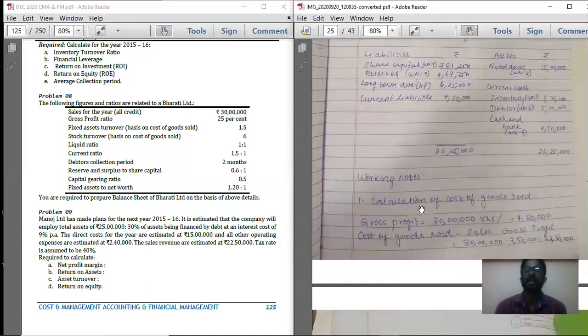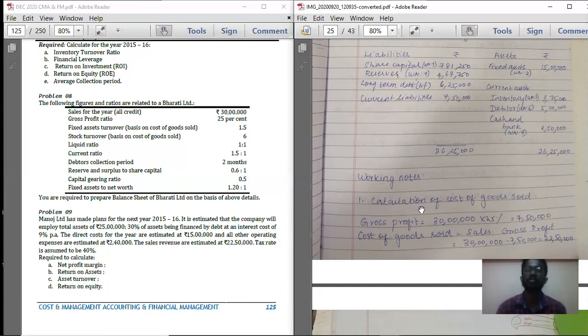Below the liabilities, leave 10 lines gap. Put the heading working notes. Below that, point number 1, calculation of cost of goods sold. They have given sales and gross profit ratio. If we reduce that, we'll get cost of goods sold.